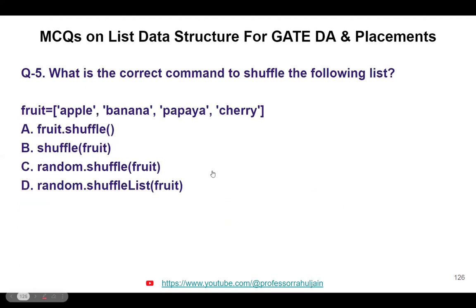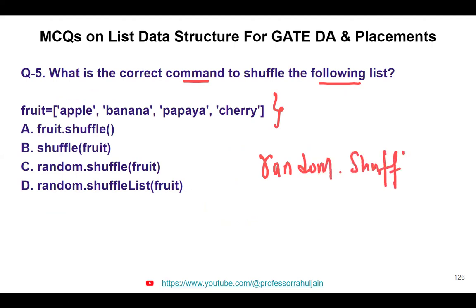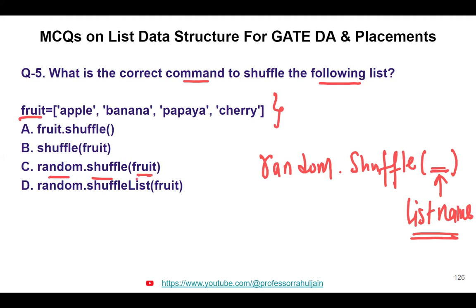Question number 4 we have discussed, right? Question number 5. What is the correct command to shuffle the following list? Basically, if we want to shuffle any list in Python, we need to use the random module for it. After that, we need to use the shuffle method, random.shuffle, and in the parameter, we need to pass the list name. Here you can see the list name is fruit. So random.shuffle with the list name as a parameter. Option C is the correct answer here.